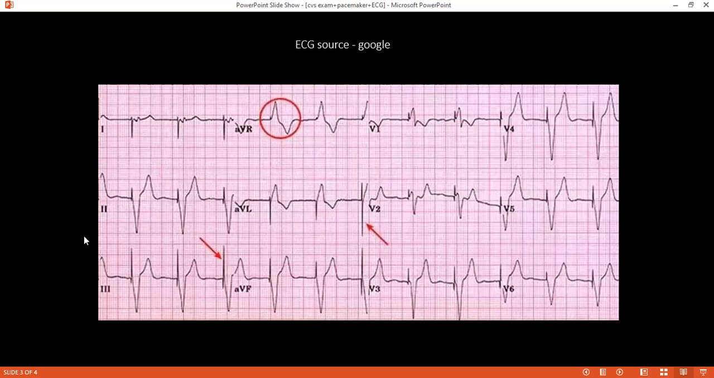Yes, very good. So these are the small things in a nutshell that you have to keep in your mind while looking at the ECG of a patient with a pacemaker. All right.